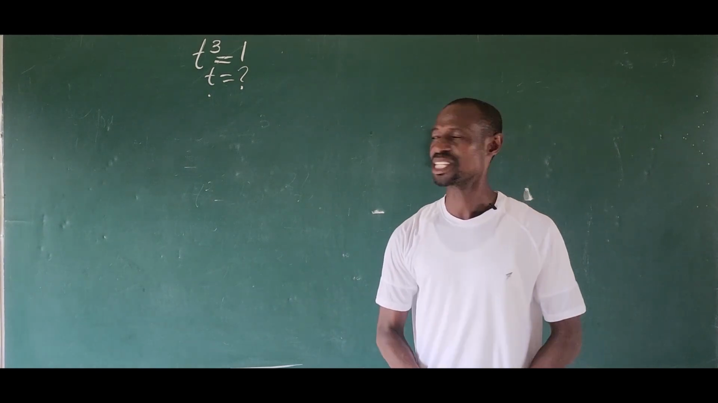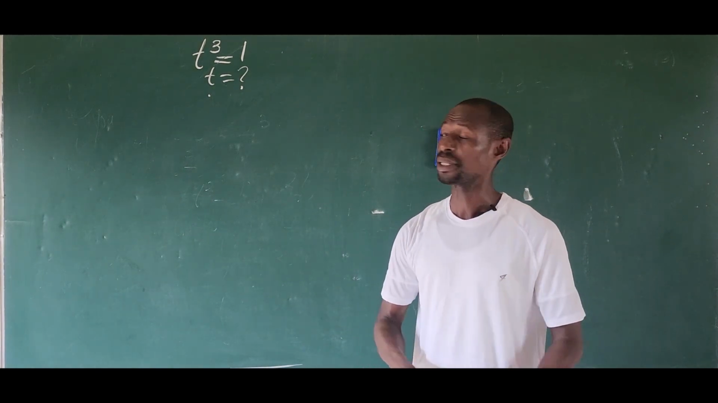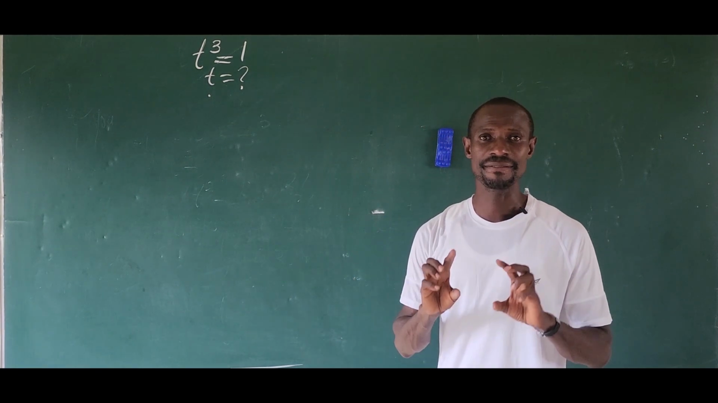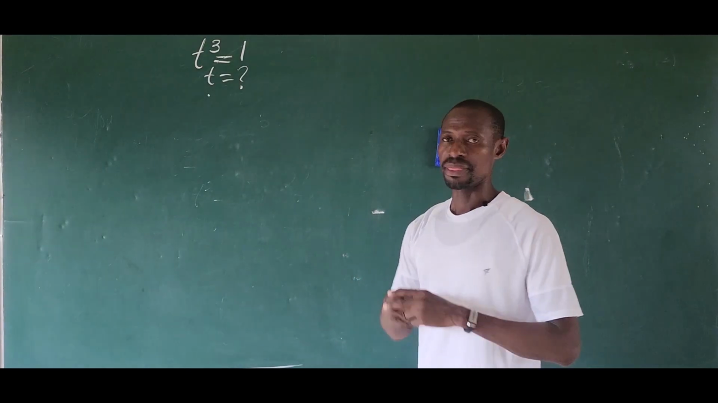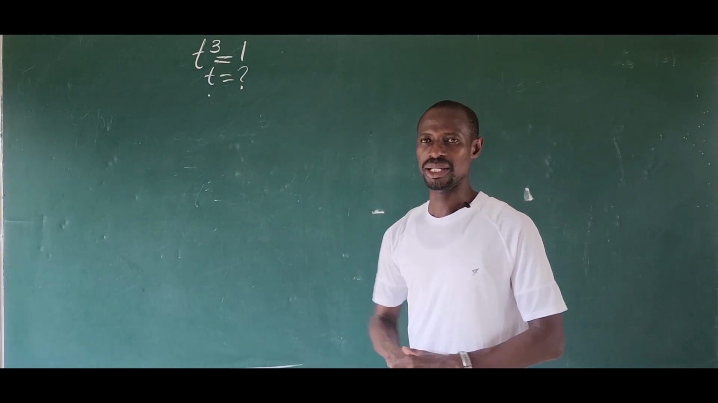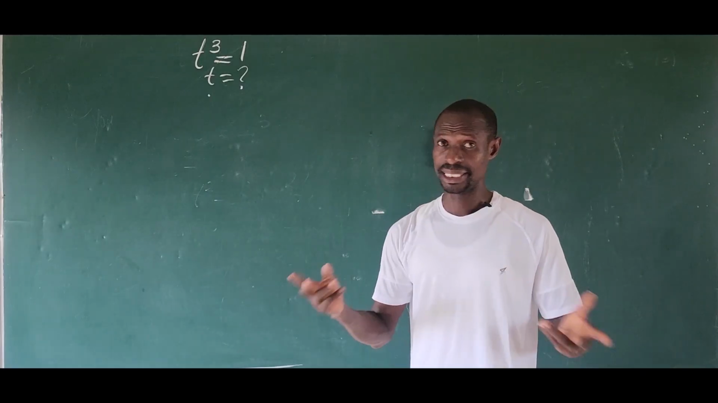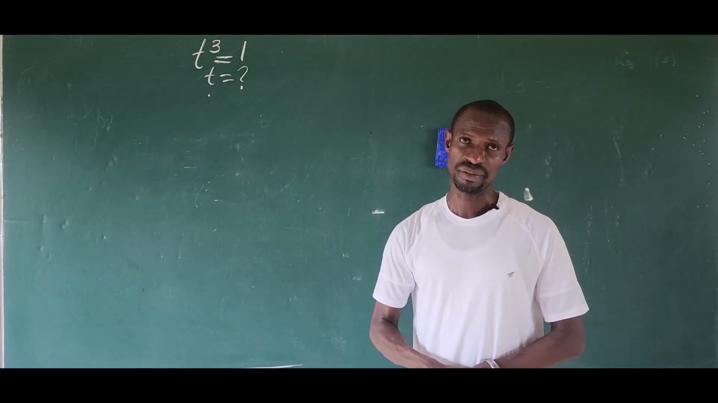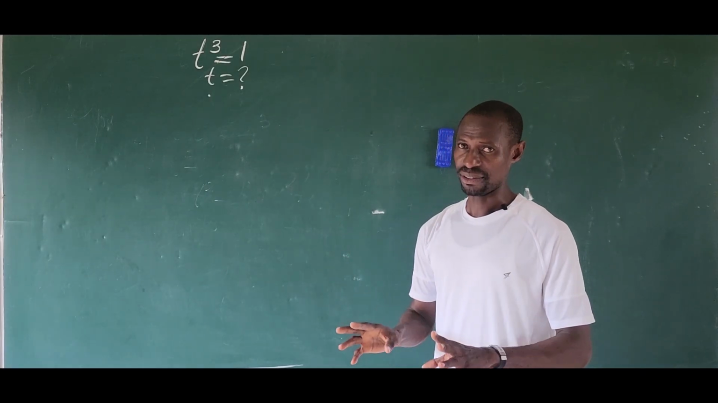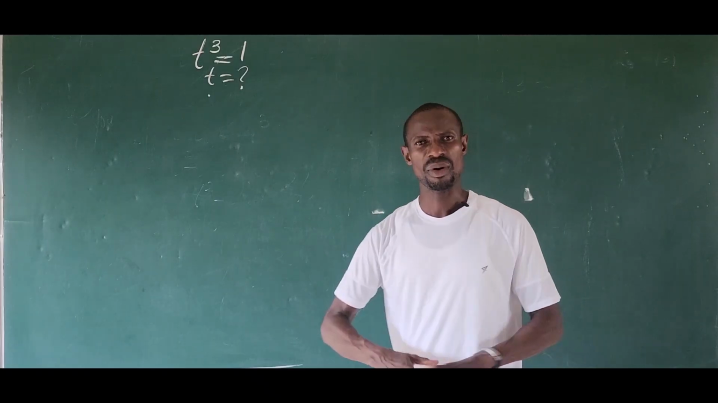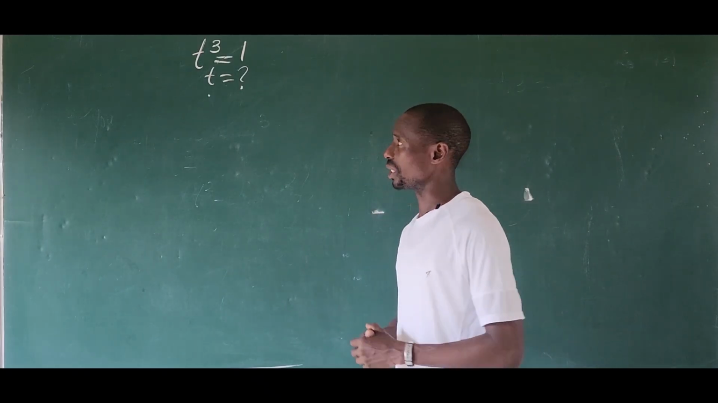Look at this challenge before us: t to the power of 3 equal to 1. What are the three values of t that when we put into this equation will give us 1? Definitely, positive 1 is one of them. But what are the values for the other two?